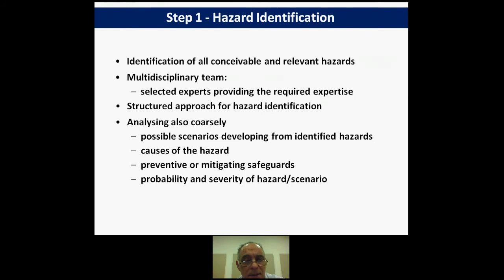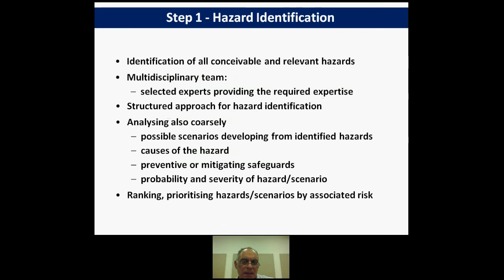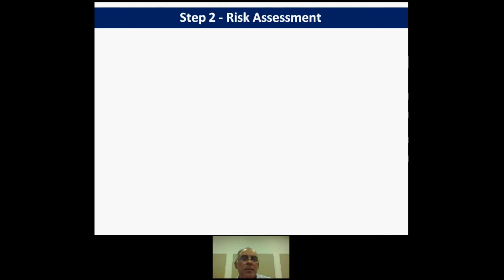Possible scenarios, yes, we have to look at what I just said, what could be the outcomes of various identified hazards, the causes of the hazard, the measures which can either prevent or alleviate hazards, and we look at again the probability and the severity of the hazards and the scenarios, in other words, again the consequences, and the ranking of the hazard scenarios by associated risk.